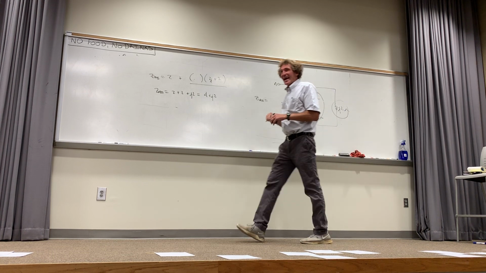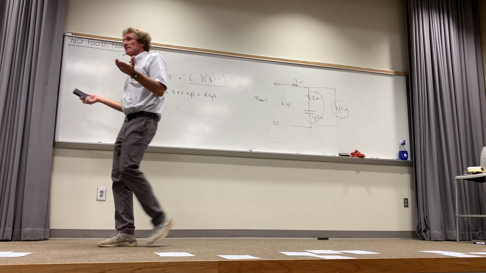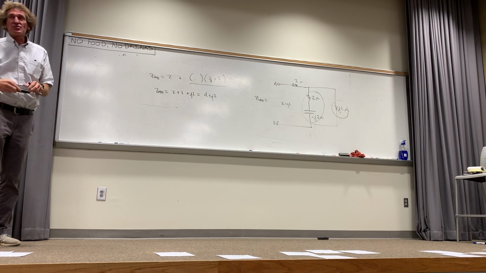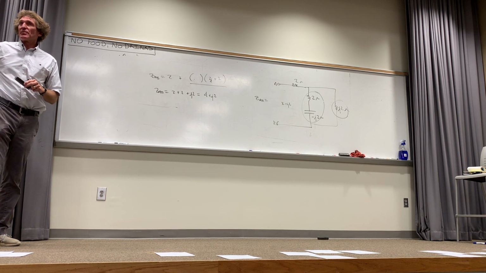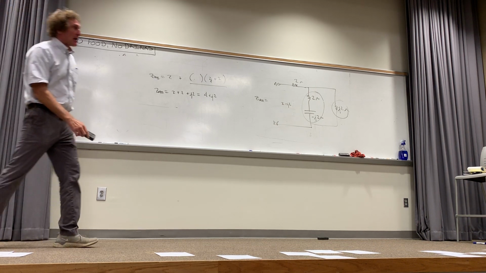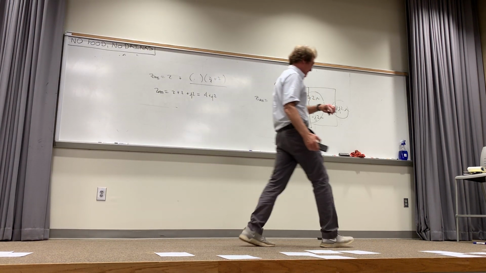Now that's how you add, I'm showing you how to add things using complex number notation. The minus J anything is always a capacitor, the plus J anything is always an inductor. Keep that in mind.